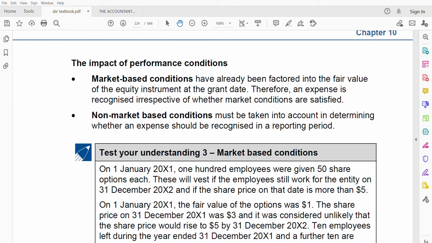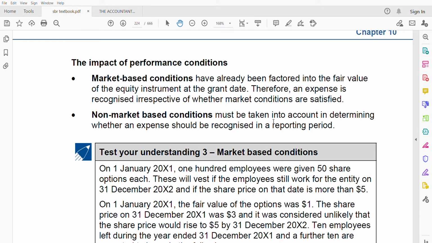So now we are moving towards what is the impact of the performance condition. If it is market-based conditions, they have already been factored into the fair value of the equity instrument at the grant date. Please understand that. That means market conditions, whether you achieve or not, you still will get your share options. You will be vested. So therefore, an expense is recognized irrespective of whether market conditions are satisfied or not. It does not matter whether you satisfied or not, because it has already been factored into the fair value at the grant date. So, but you recognize an expense. Whether market conditions satisfied or not, under both conditions, expense will be recognized. It's an expense. You are giving shares and share options to employees.